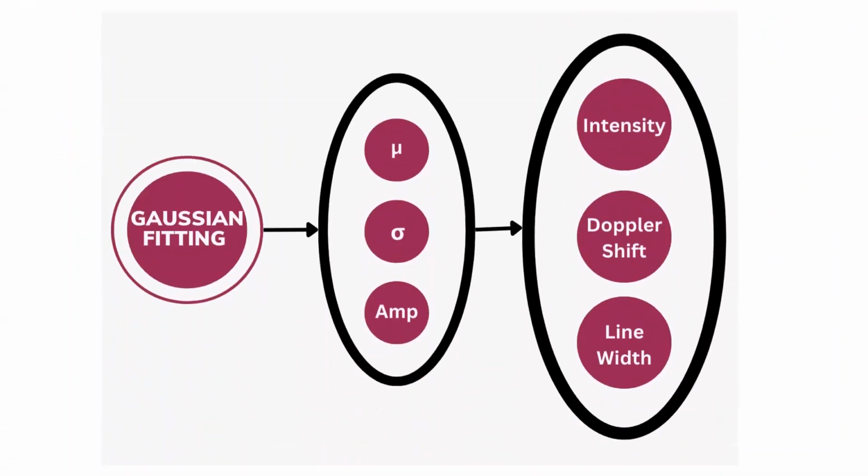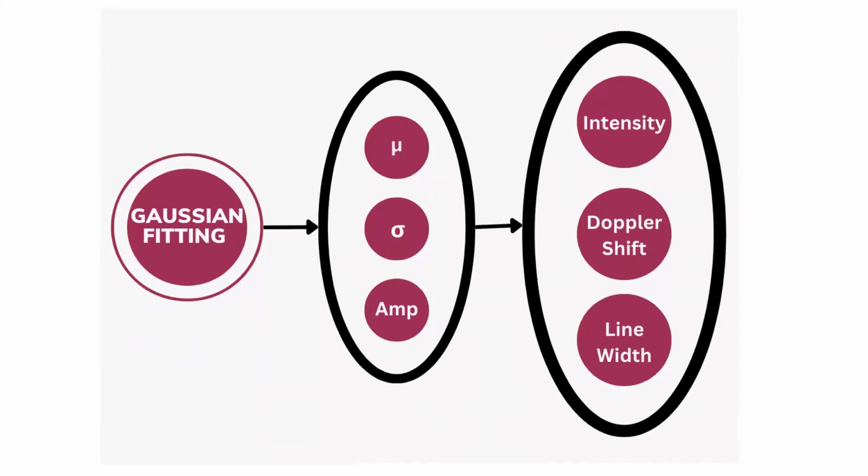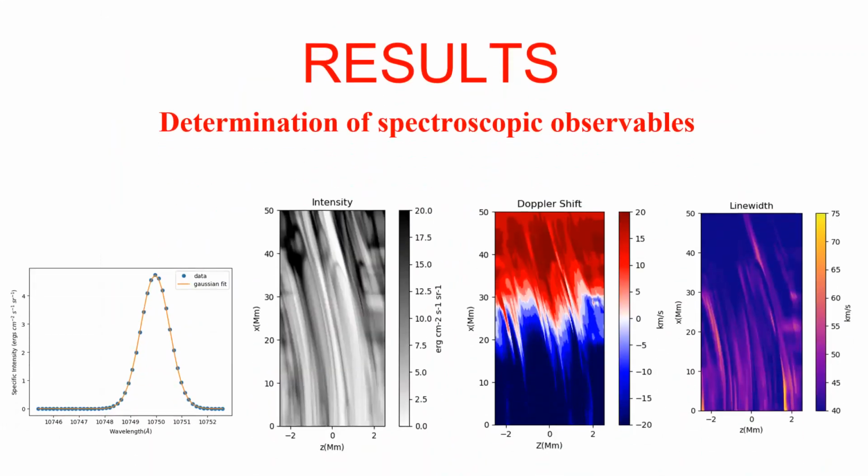After we have done the Gaussian fitting, we need parameters to get the final result. After Gaussian fitting, we got three parameters: the mean, sigma, and amplitude. From these three parameters, we will be evaluating intensity, Doppler shift, and line width for the data. About the results, I'll be calling Srivala.